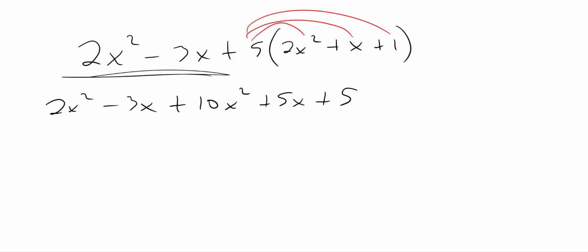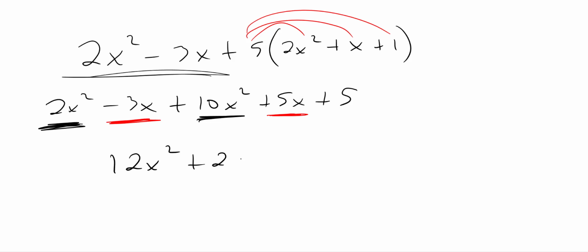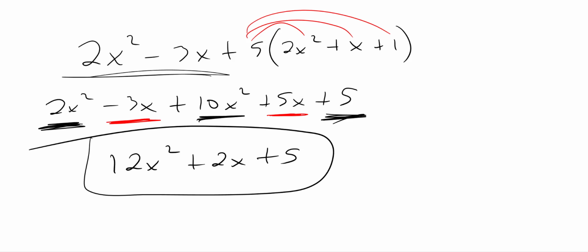And now let's look for like terms. So there's a 2x squared and a 10x squared. So 2 plus 10 is 12x squared. And then we have a minus 3x and a plus 5x. So negative 3 plus 5 is 2x. Okay, and then this is the only thing left over, plus 5. And there we go, math fans. That's it. Okay, so that is basically combining like terms.